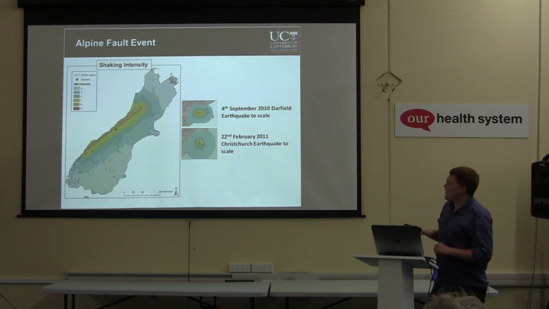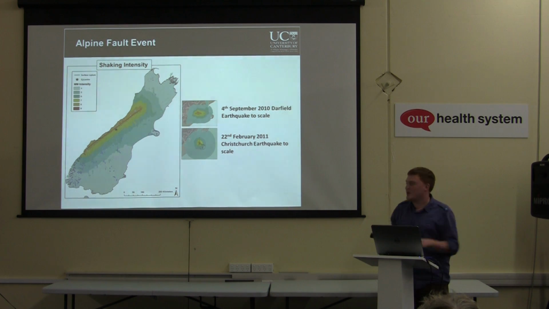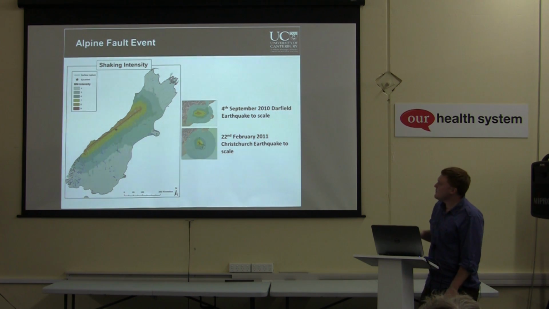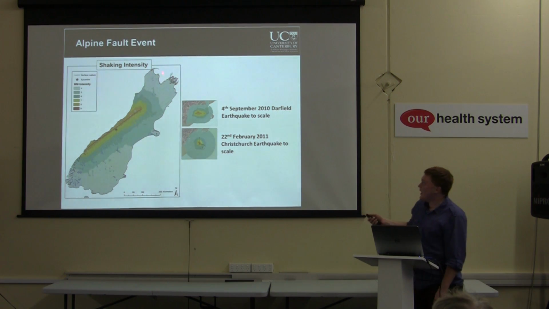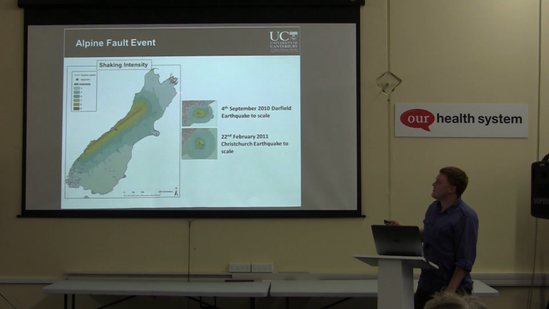So this is a shake map, again similar to what Jamie and Rob showed earlier. You can see this is assuming a magnitude 8 full-length rupture. We can see we're getting very high intense shaking right along the length of the fault, and the entire South Island is going to be feeling this fault.